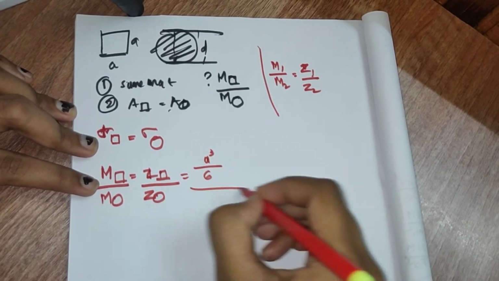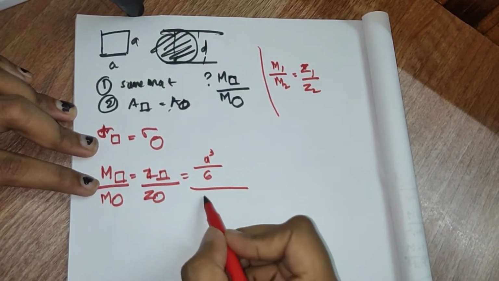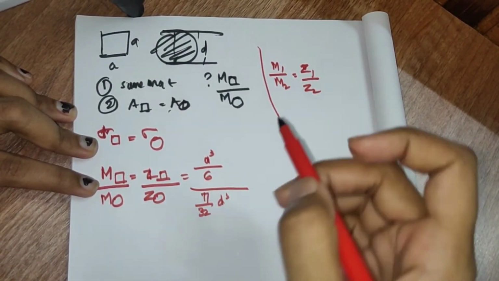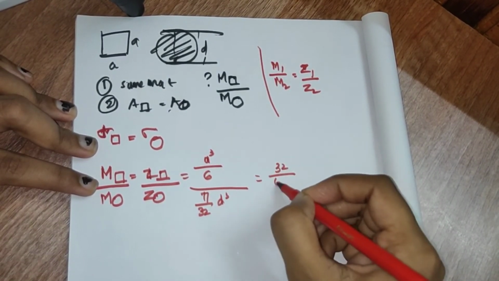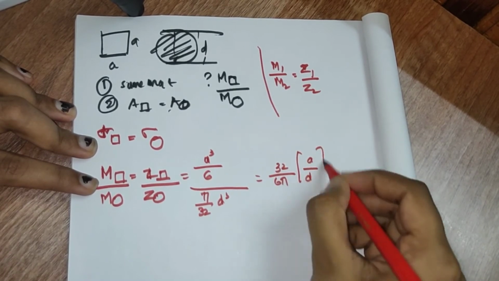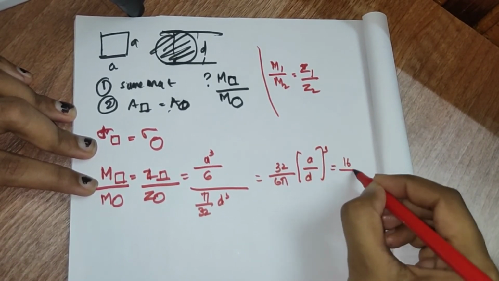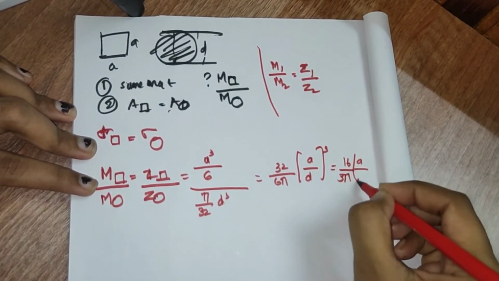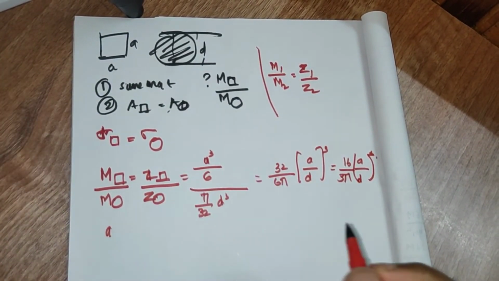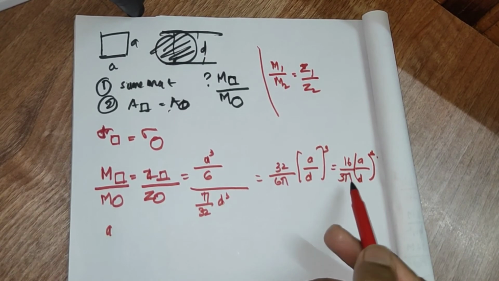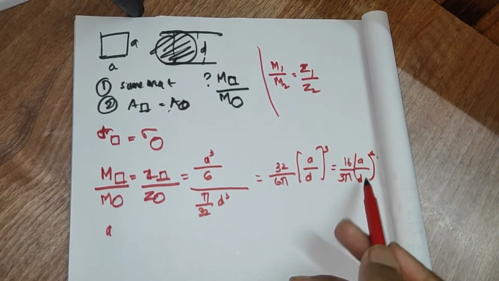So Z of this rectangle is a cube divided by 6, already we have studied. Z of this circle is pi by 32 d cube. So while solving, what will we get? 32 divided by 6 pi into a divided by d whole cube. So we will be getting 16 by 3 pi into a by d whole cube.